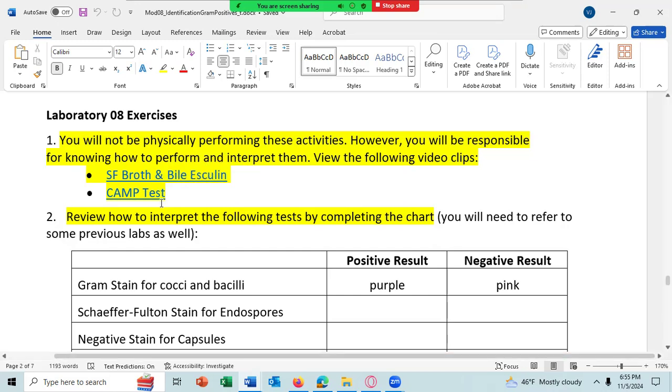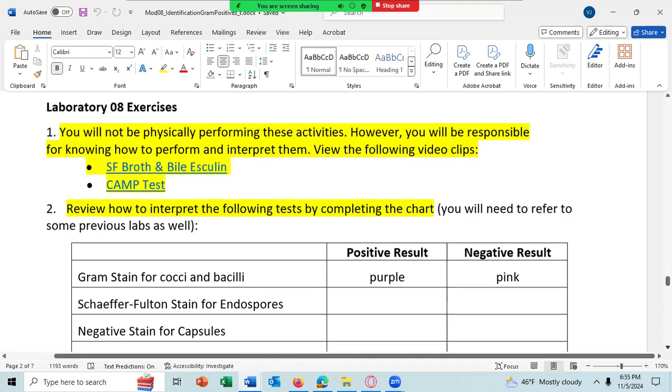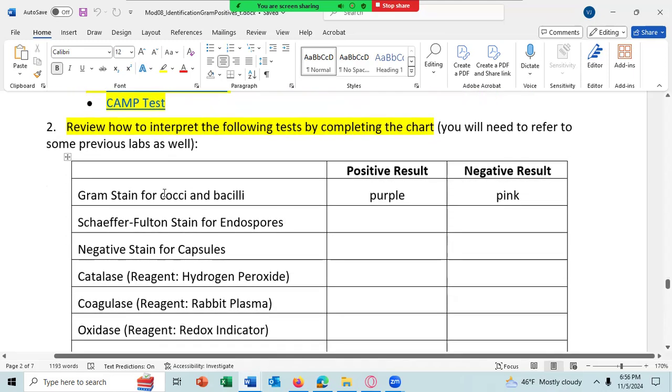You should also review how to interpret the following test by completing this chart. You will need to refer to some of the previous labs as well as today's lab for finishing this chart. The first test has been done for you. For the gram stain, for both cocci and bacilli, the positive result will be purple. The cells will be purple. Remember, we're talking about the result, not the conclusion. And then the negative result, the cells will be pink.